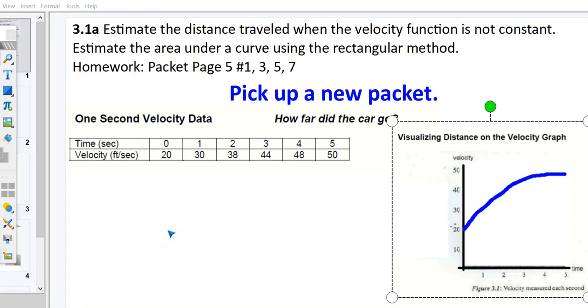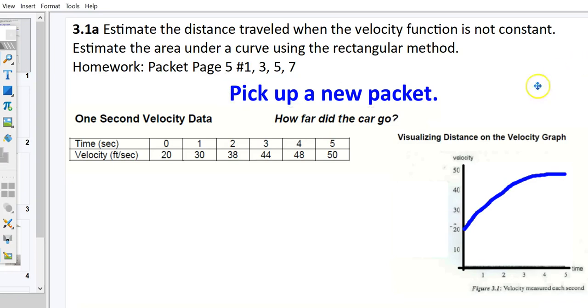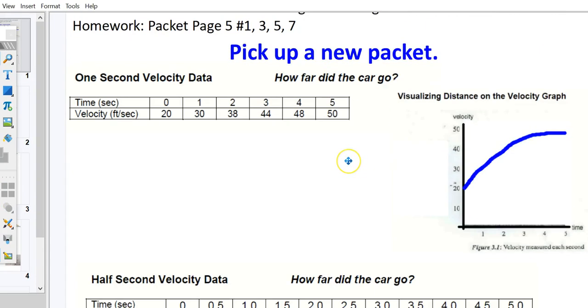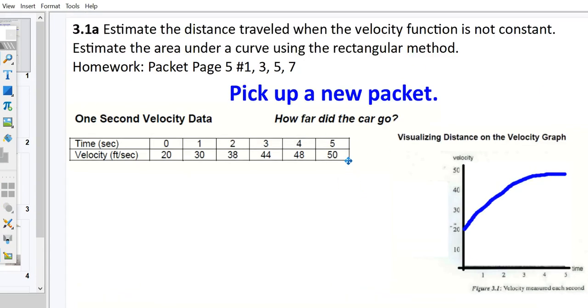Today we're going to start a new unit, and our focus today is to estimate distance traveled when the velocity function is not constant and to estimate the area under a curve using a rectangular method. So on the first page of your new packet, we have a table of data about time and velocity. The question says, how far did the car go?